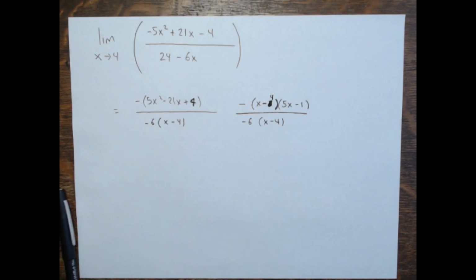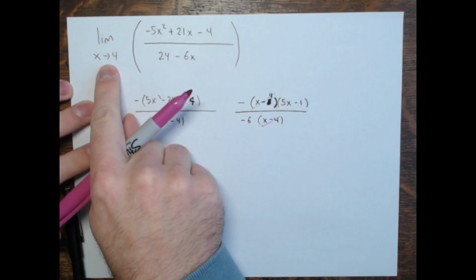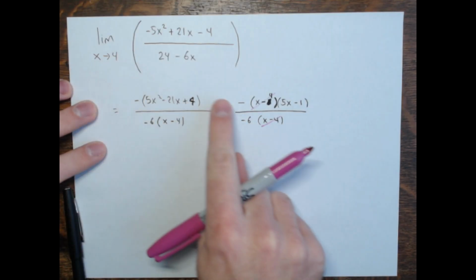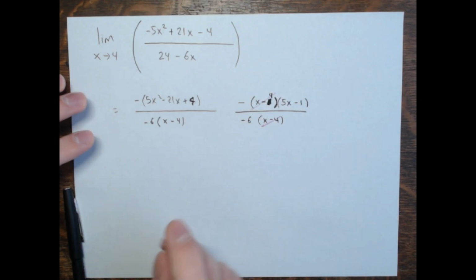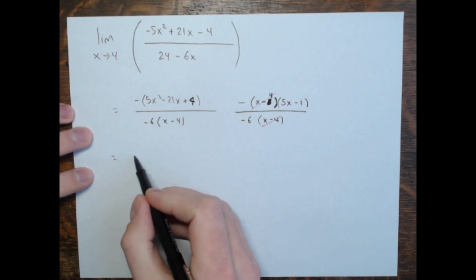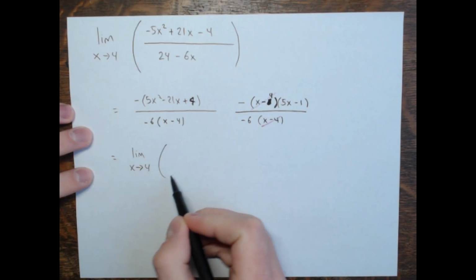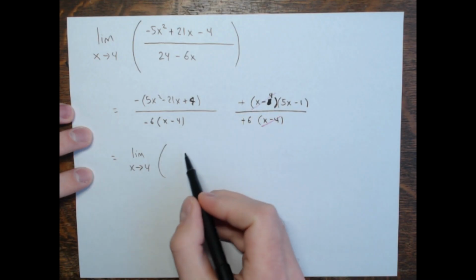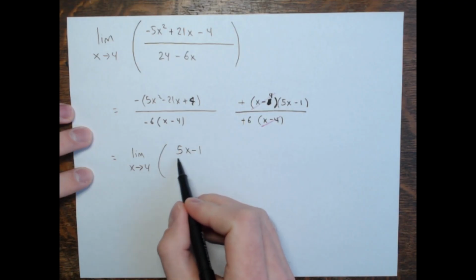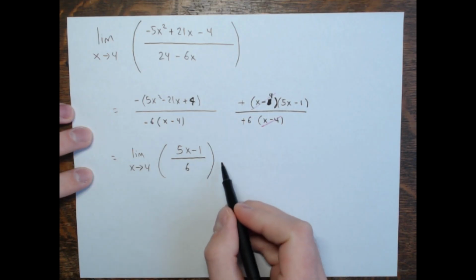So negative 6 times the quantity x minus 4. And again, the whole point of doing this is to get rid of these x minus 4 factors, right? That's what's causing the issue, because if I just replaced x with 4, those are what's making me have 0 divided by 0. And then negative divided by negative will be positive. So this ends up being equivalent to the limit as x approaches 4 of positive 5x minus 1 in the numerator, and just 6 in the denominator.